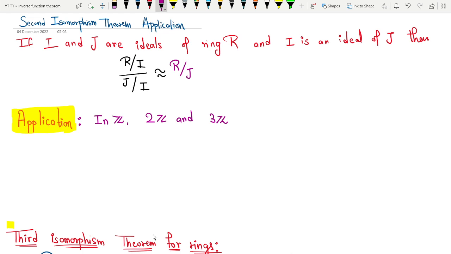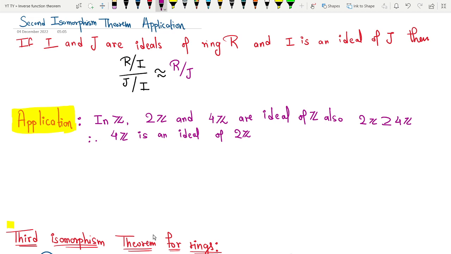So what I do, I just try to get an application. So I just write this as 4Z. Now it is looking wonderful, right? What I can see is my 2Z and 4Z are ideals of Z. Also, this 2Z is nothing but a bigger set than 4Z, right? So my 2Z contains 4Z. Therefore, my 2Z will contain this as an ideal. So I can write, therefore, my 4Z is an ideal of 2Z.